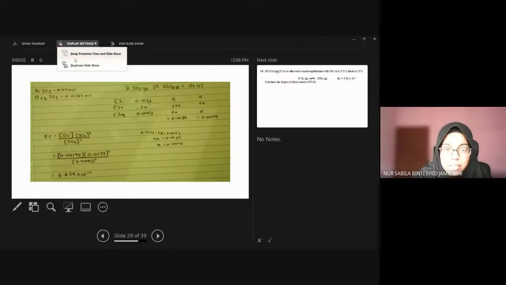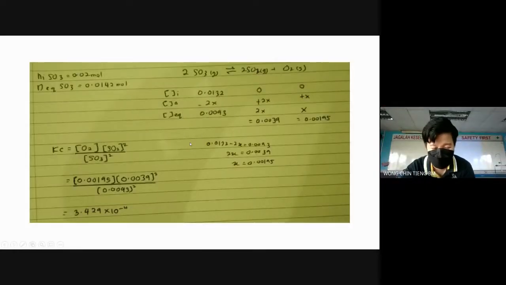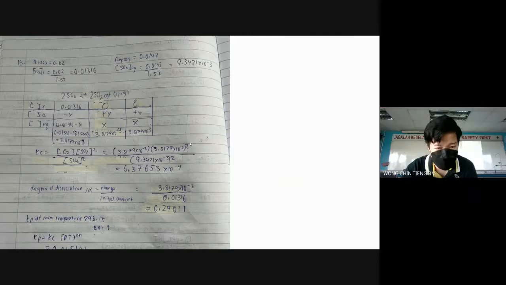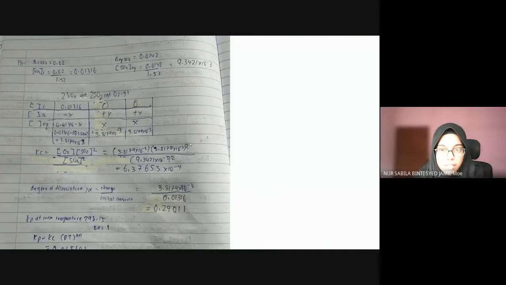Miss, I know my mistake already. Yeah, I saw too. I was just about to ask you to identify your mistake. Can you tell me now? The change is plus 2x. The change is plus x. And plus how many x? For SO2, plus 2x. And SO3? Minus 2x. Perfect, Sabila. Recalculate everything, including your KC, KP, and also your degree of dissociation. Everything is wrong because your SO3 x is wrong, so your degree of dissociation is also wrong. Please.